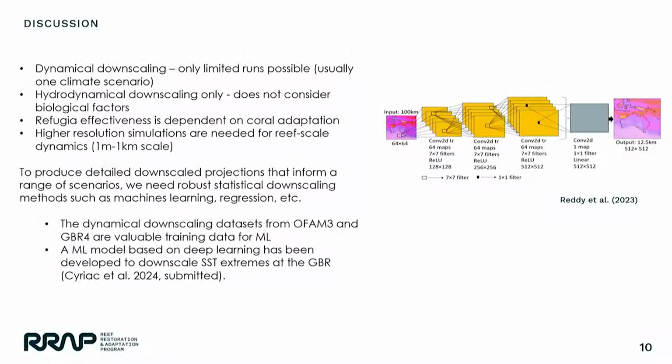I think that downscaling results, nevertheless, will be very valuable because they will give you a training data set for using statistical methods, including machine learning, which will be very fast and give you robust climate projections on the different scenarios using different models. And so my colleague, Ajita Syriac, has recently submitted a paper using a developed machine learning model similar to the picture I showed here, based on deep learning to downscale SST extremes at the GBR.